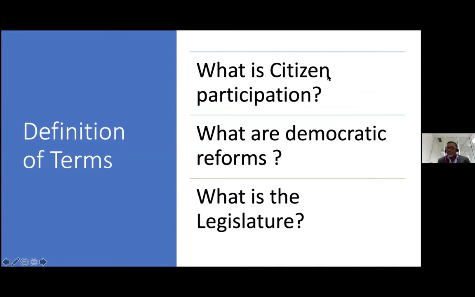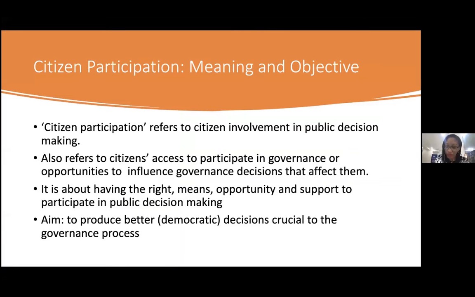definitions, really. What do we mean by citizen participation, and then what are democratic reforms, and just a basic introduction to the legislature. I would have loved to get the level of awareness or knowledge of the National Assembly of participants in the meeting. That is why I included this question on what is the legislature, because I didn't want to assume everybody had the same level of knowledge.